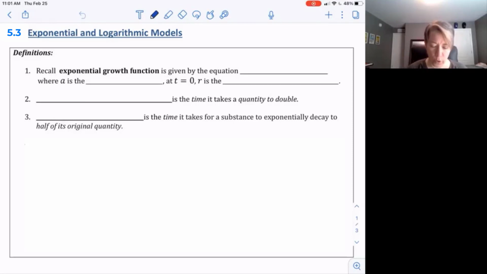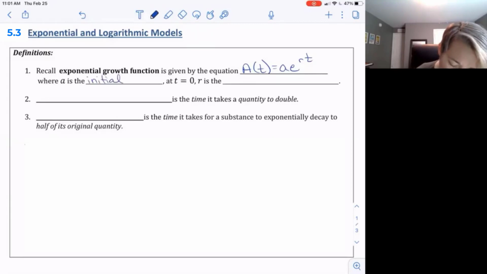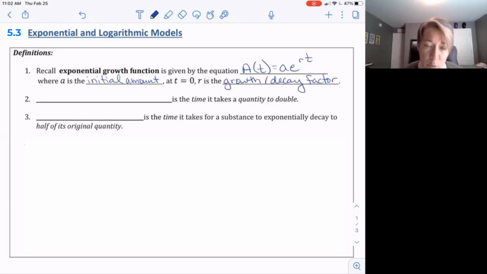Recall, the exponential growth function is given by the equation A(t) = a e^(rt), where a is still the initial amount when your time is 0, and r is the growth or decay factor. And remember, if they tell us that it is continuous growth or decay, that's when we use the e.